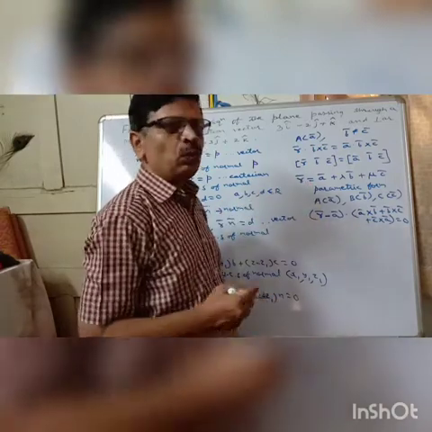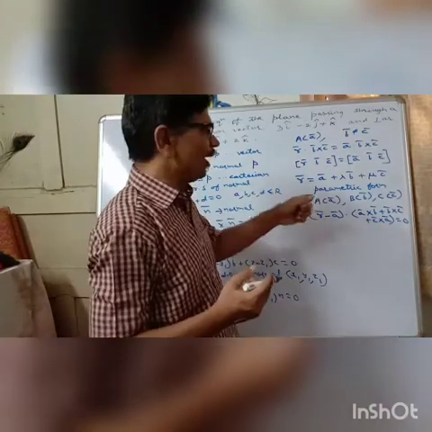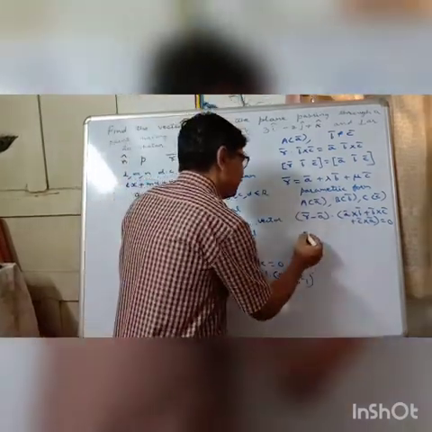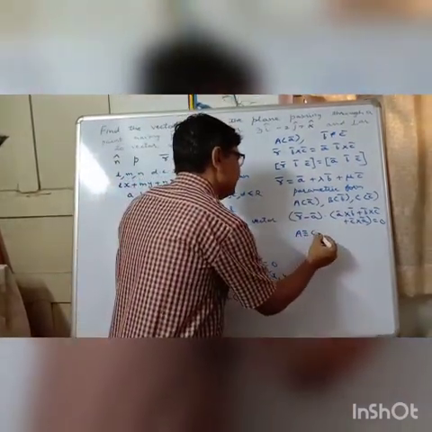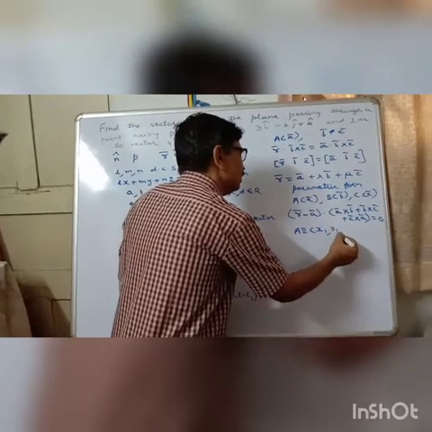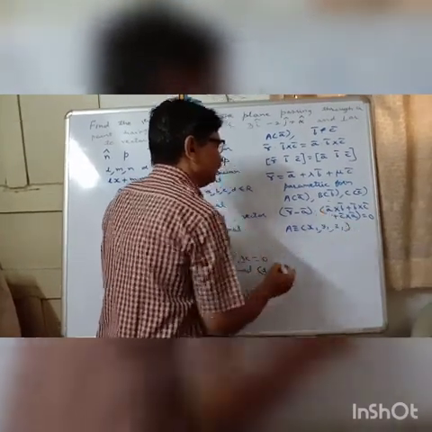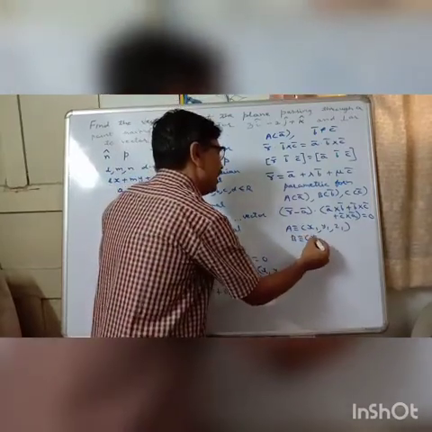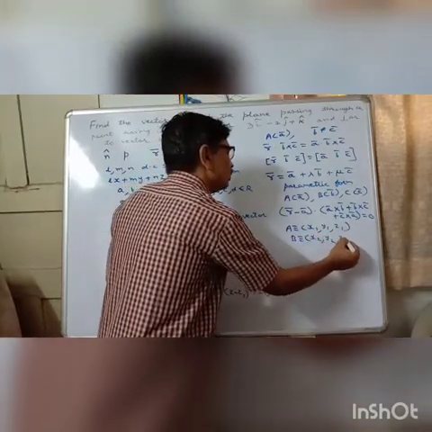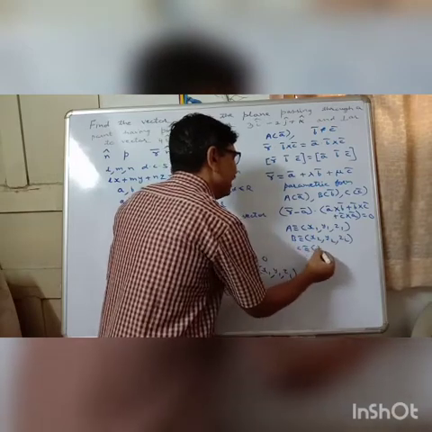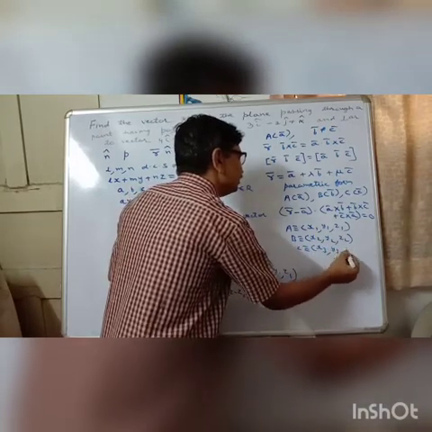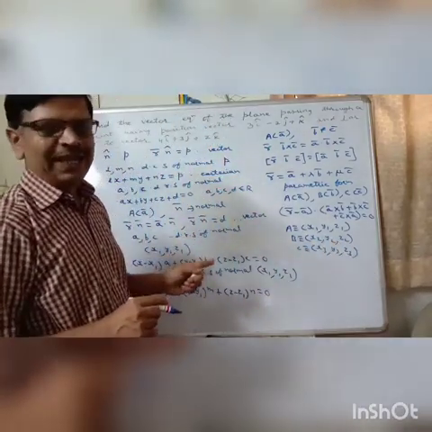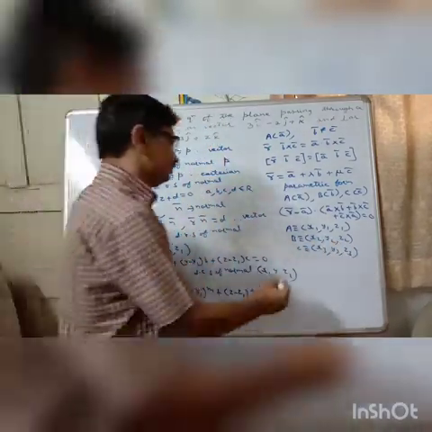Instead of knowing position vectors of 3 points in a plane, if we know coordinates of any 3 points, suppose A, B, C are 3 points, coordinates of A are x1, y1, z1, B are x2, y2, z2, point C is x3, y3, z3. Then we can write equation of plane in Cartesian form.